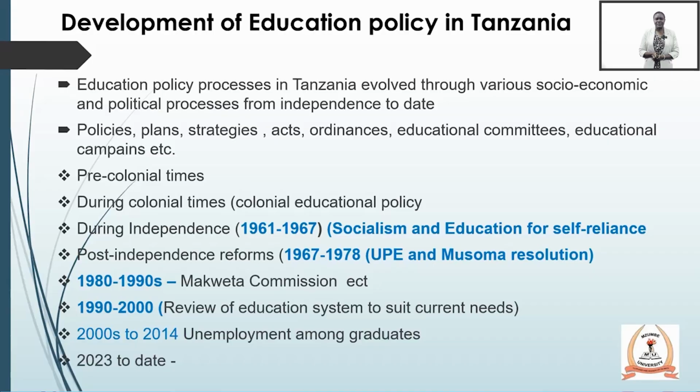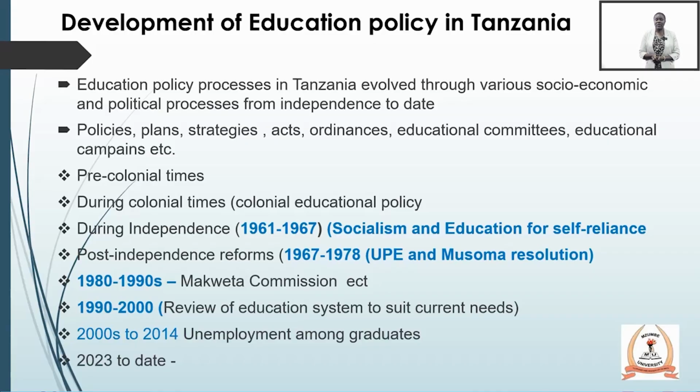Another further development includes the post-independence reforms, during 1967 to 78, where we had the universal primary education programs, the Musoma resolutions, and all the assumptions that guided these policies. We also had the 1980s to 1990s, the Makweta commissions, etc. You can try to go through various readings to remind yourself about the development in these years. We also had 1990 to 2000, where we had a major review of the education system to suit the needs of this period.